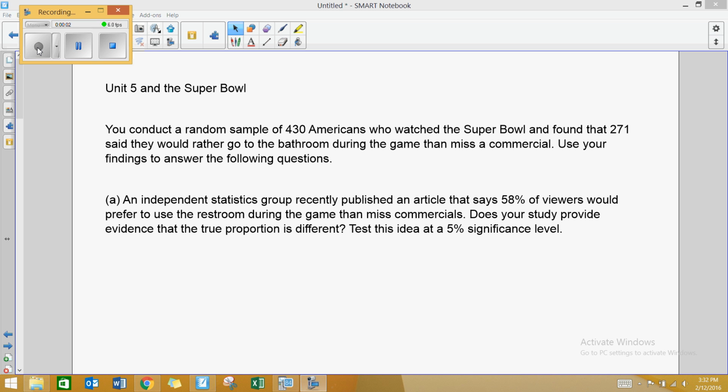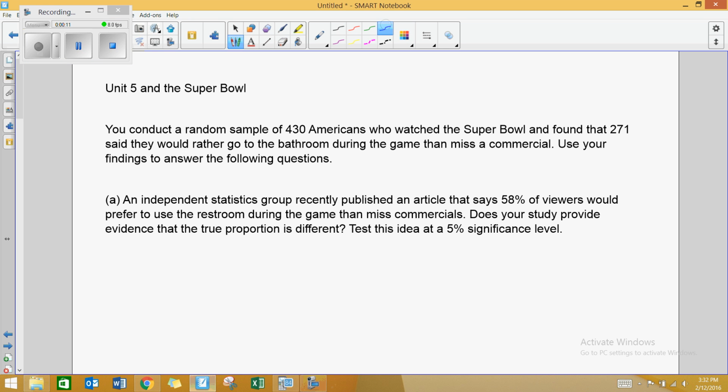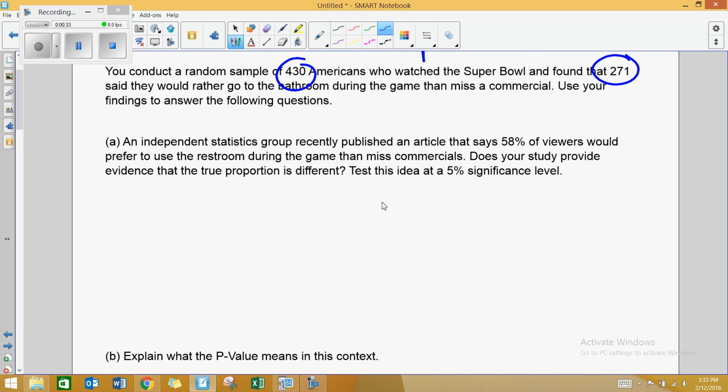So here we're looking at Unit 5 and the Super Bowl. We've got a simple random sample of 430 Americans, and 271 of them said they would rather go to the bathroom during the game than miss a commercial. And so that gives us a p-hat of 0.63. So 63% of people in this sample said that they would rather miss the game.